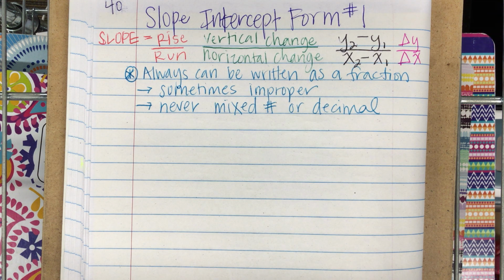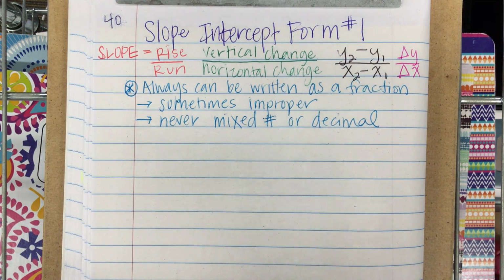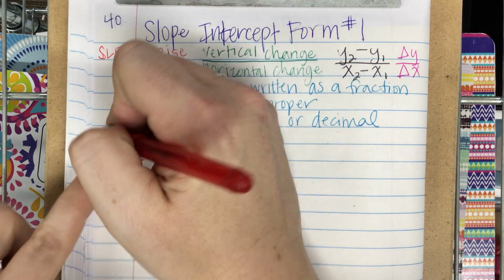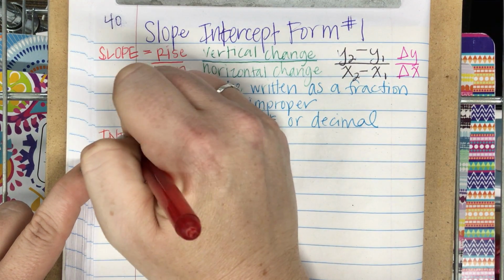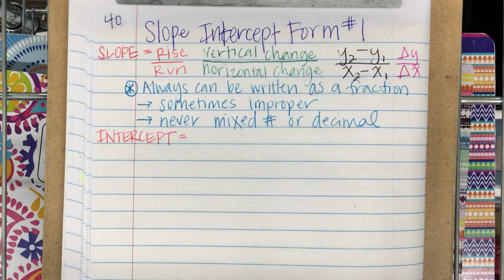Slope measures the steepness of a line. It measures the angle of the line. Is it really steep, almost vertical, or is it really shallow, almost horizontal? So we're adding on to this. We have slope, which we've done a lot of. Now we're going to talk about intercepts.